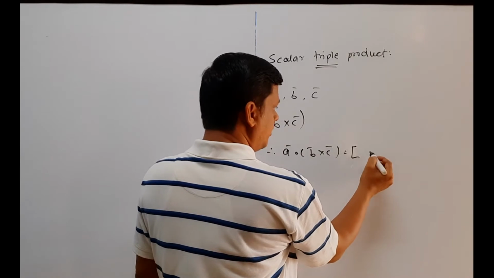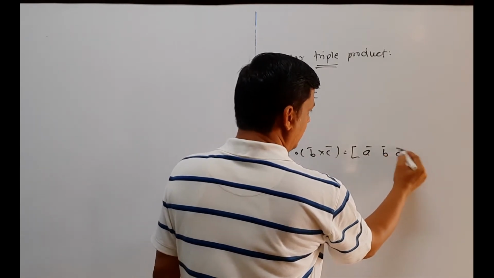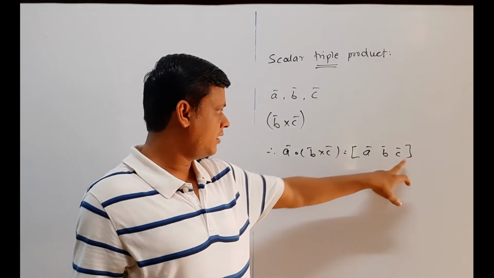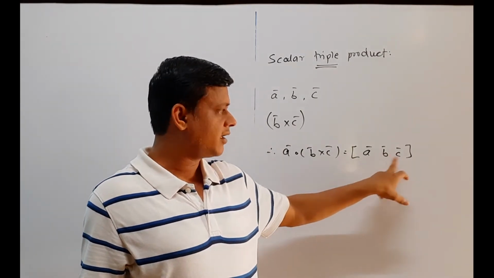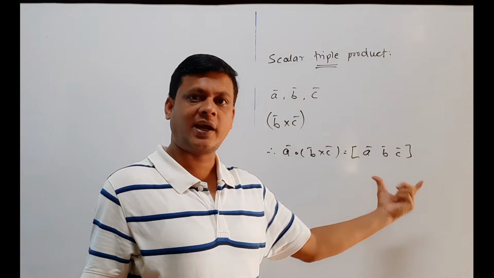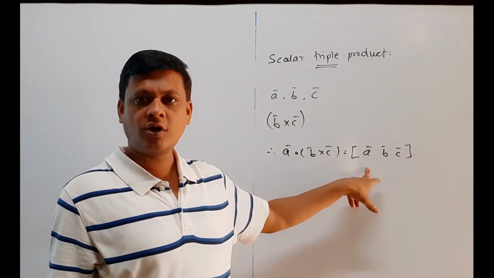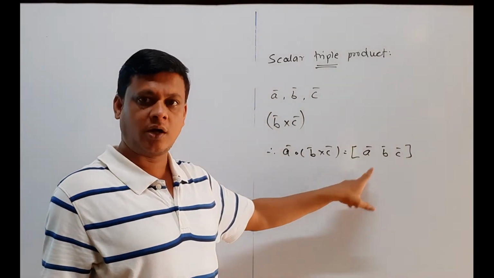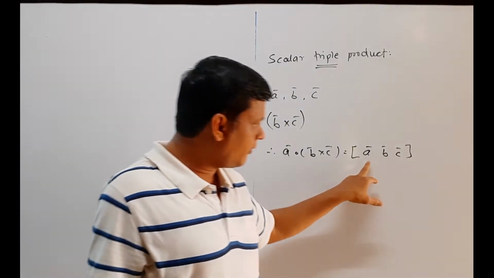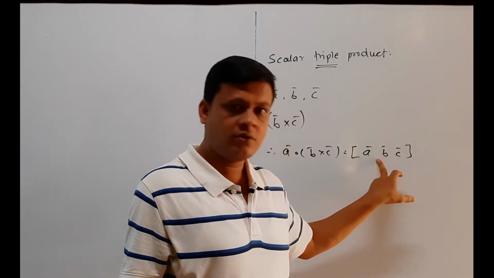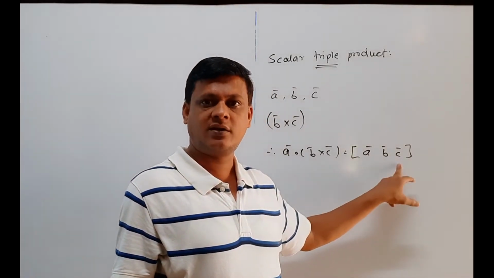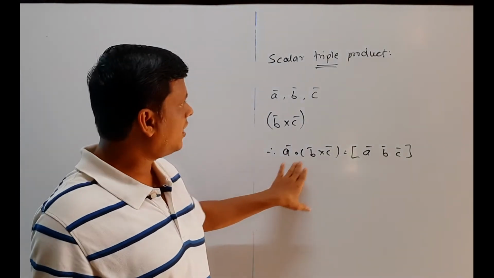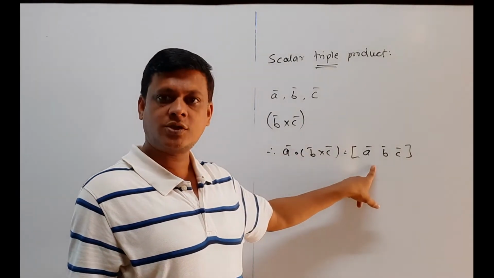It is also denoted in box form. So we write this as vector a, vector b, vector c in closed bracket, and this is called box product. So the scalar triple product is also called box product. We have to remember here there is no comma between these vectors, and this is not a matrix.